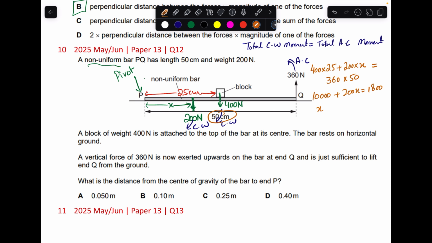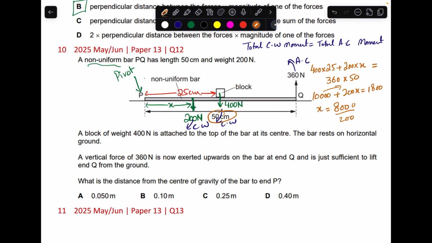So x will be equal to, this will be going on that side, so you will get 8,000 divided by 200. Okay, let me check, there is some mistake in the calculation, I guess.